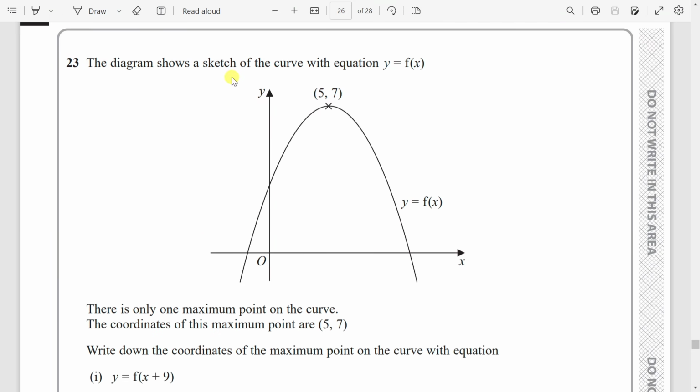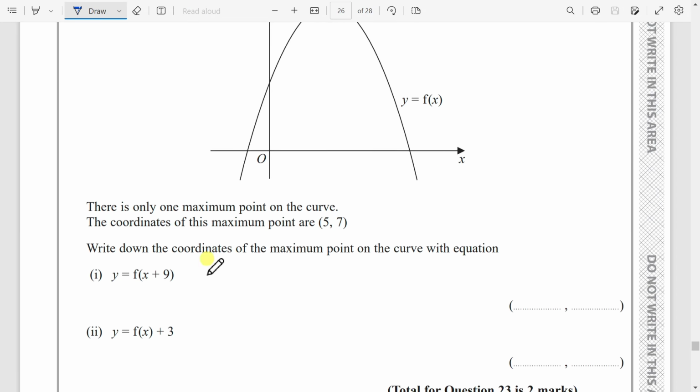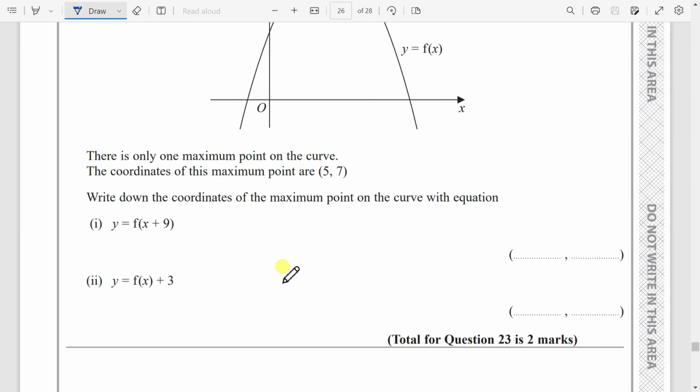So the diagram shows a sketch of the curve of equation y equals f(x). So this is just your general upside down quadratic, and the highest point or the turning point is 5, 7. Okay, cool. Now it says here that there is only one maximum point on the curve, which is 5, 7. And then they want us to write down the coordinates of the maximum point on the curve with these given transformations. Okay, cool. I love these kind of questions.